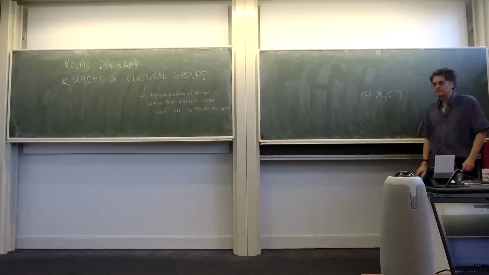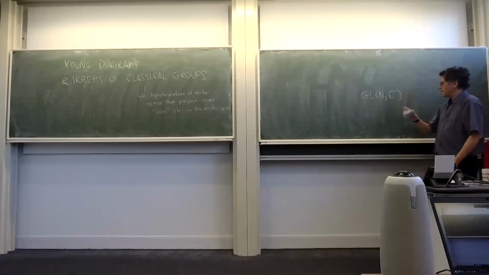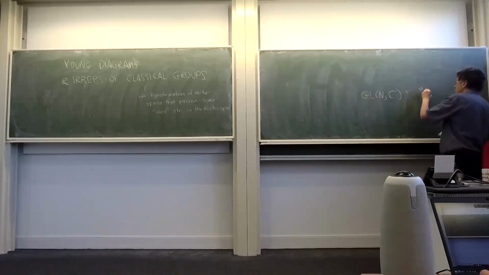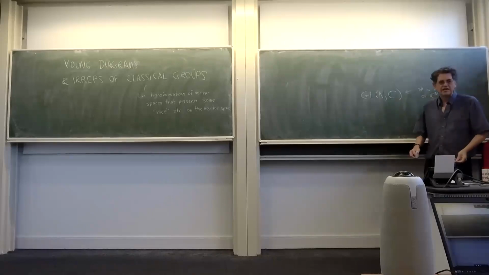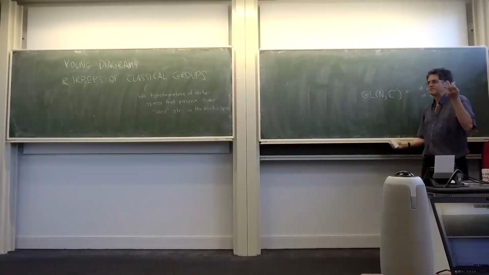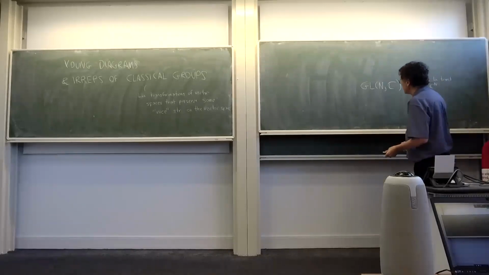Okay, so this guy here is called the general linear group. It's the group of all linear transformations of C to the n. All invertible linear transformations of C to the n. That's the most classical of classical groups. It's basically preserving only just the fact that it's the vector space, the linear structure itself.